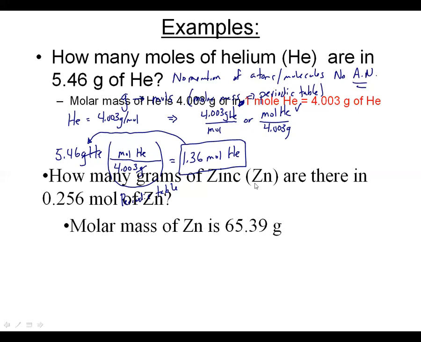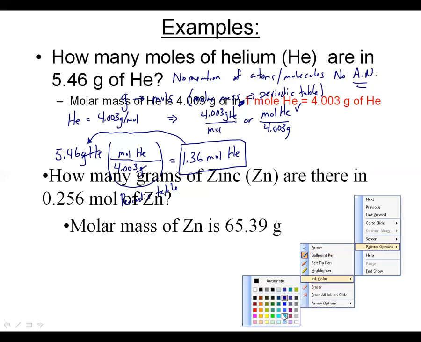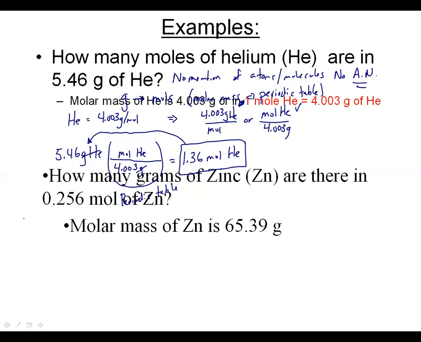We want to know in the second problem here, how many grams of zinc are there in 0.256 moles of zinc? And again here, there is no mention of atoms. There's no mention of molecules. So we do not need Avogadro's number. So the same thing here is the molar mass is our conversion factor. And again, that comes from the periodic table. And if you look underneath zinc, you will see this number here, 65.39 grams per mole on the periodic table.